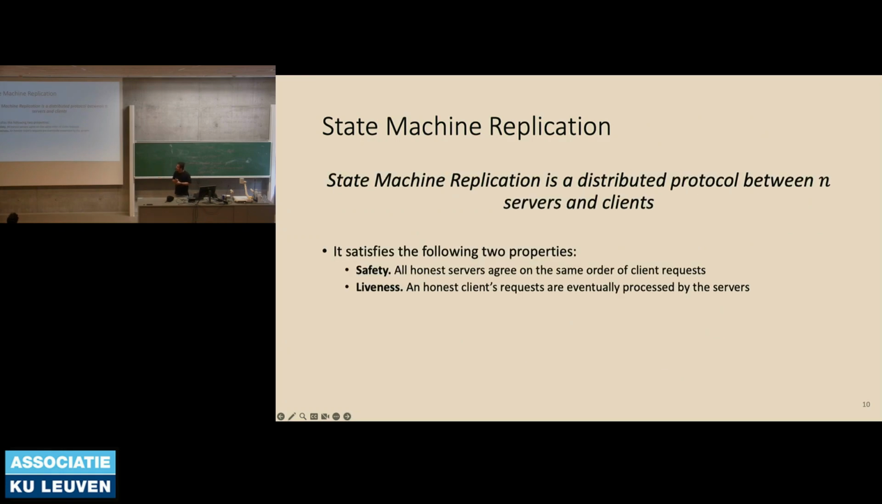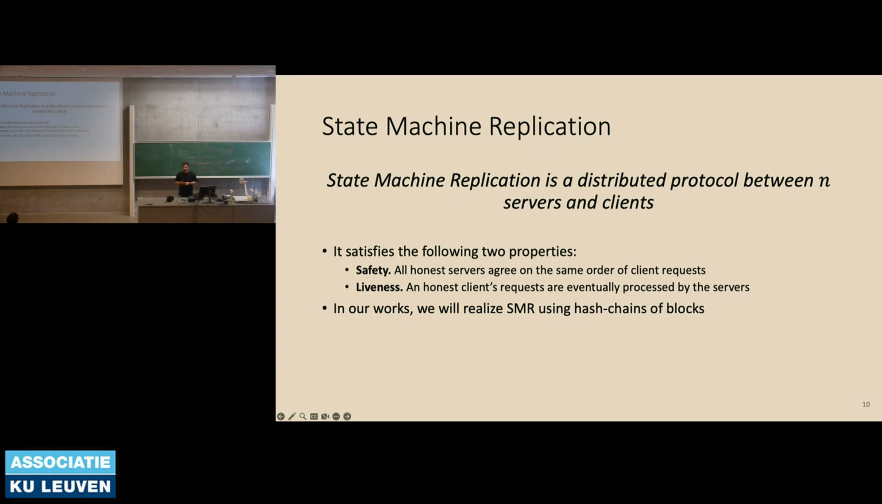And coming to the meat, state machine replication is a distributed protocol between n servers and clients, and it informally satisfies two properties: safety and liveness. A state machine replication protocol, just like a random beacon protocol, outputs a bunch of blocks or a bunch of transactions in some order. Safety says that these orders are always the same for two correct nodes. If one honest node sees tx1 and tx2 in that order, then all other honest nodes will only see tx1 and tx2 in that order. They will not see tx2 first, in a different order. This is what safety means.